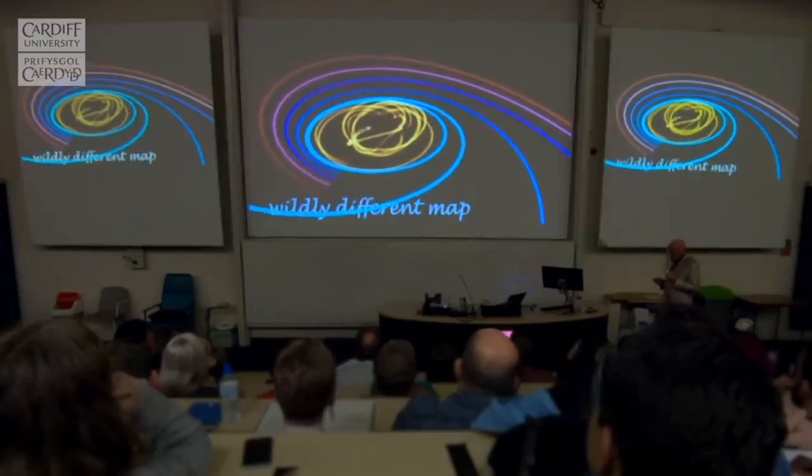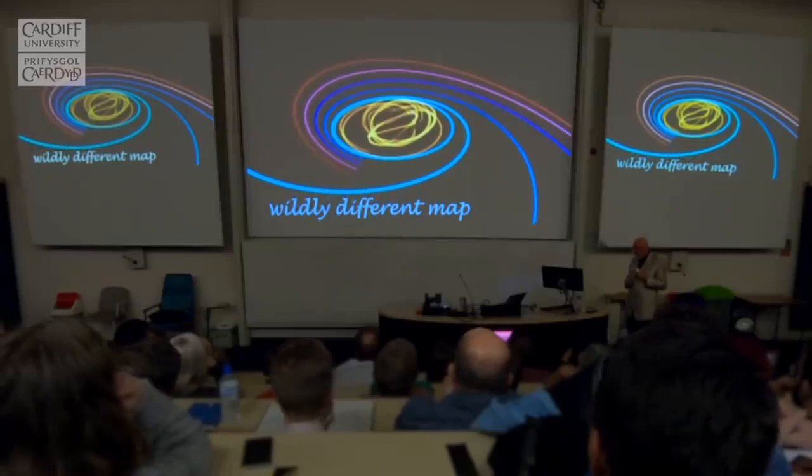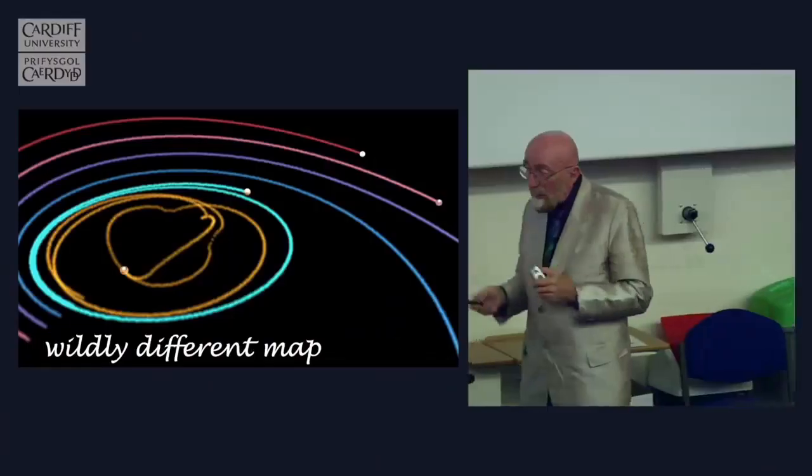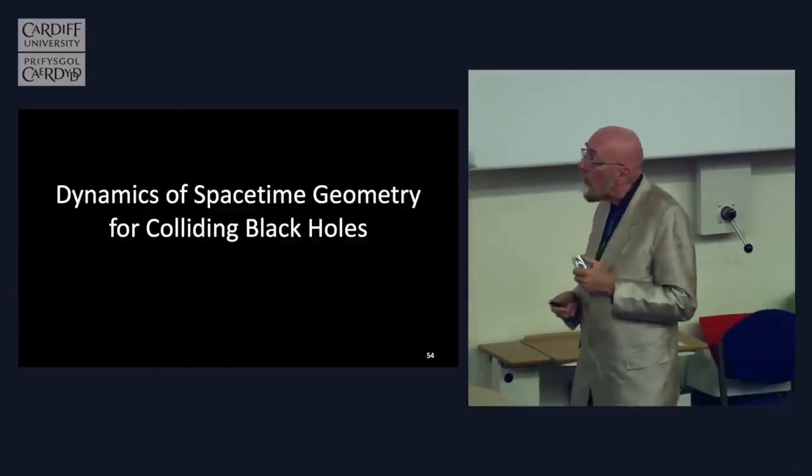And obviously, the map that you would manage to extract from this, if you can extract the map, will be wildly different. So we have the possibility to search for naked singularities. This is one example of weird things that might be done.